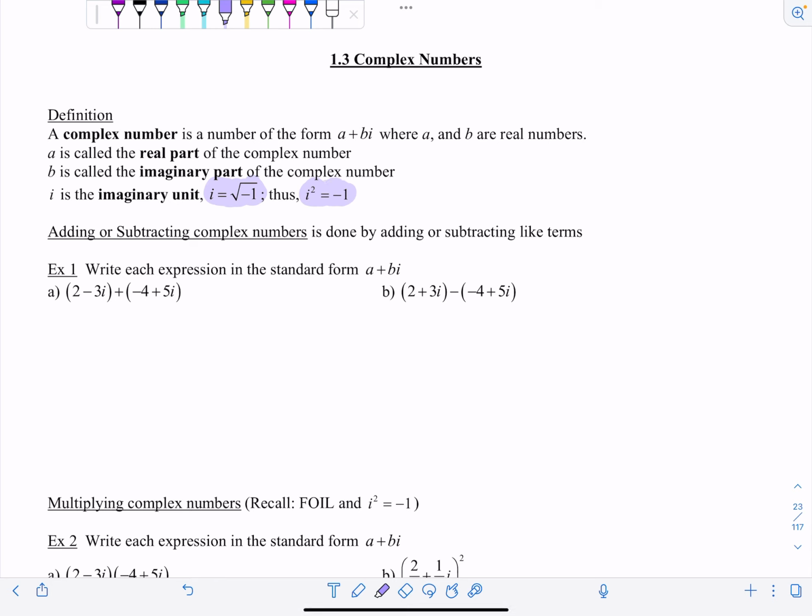Now, if this is your first time delving into complex numbers, I'm going to link a video here where I give a little more of a basic introduction as to why we need them and how they enable us to solve more equations, just to give a little motivation behind the topic.